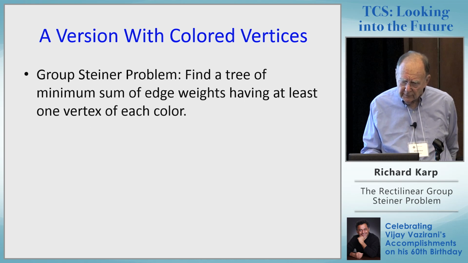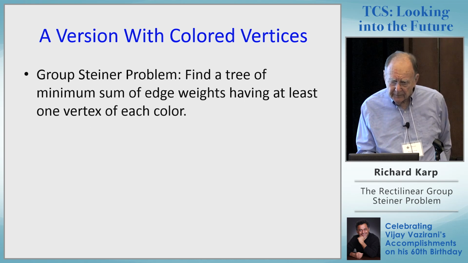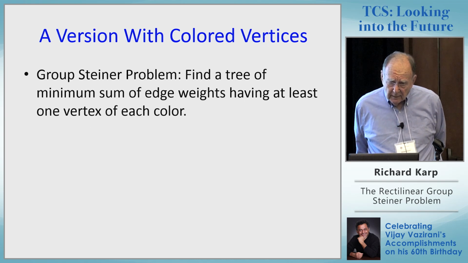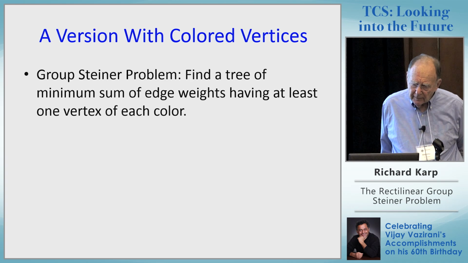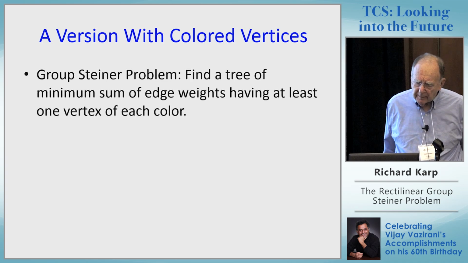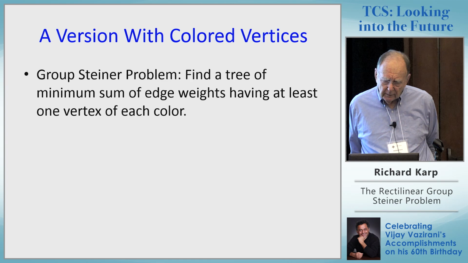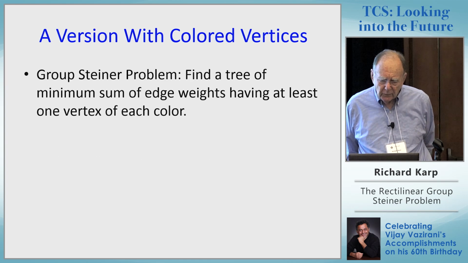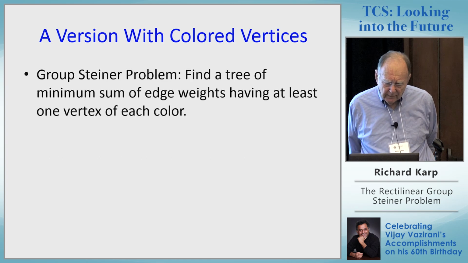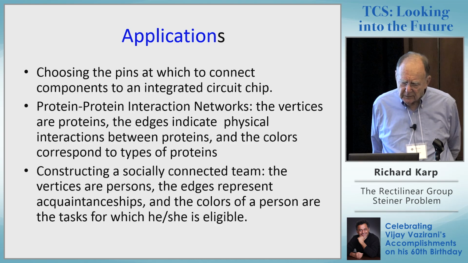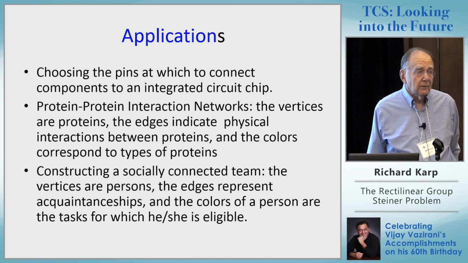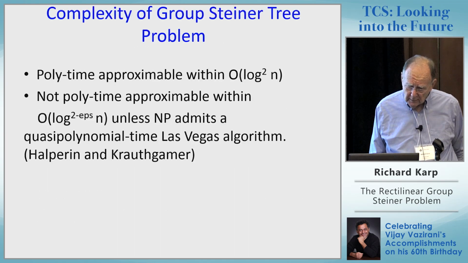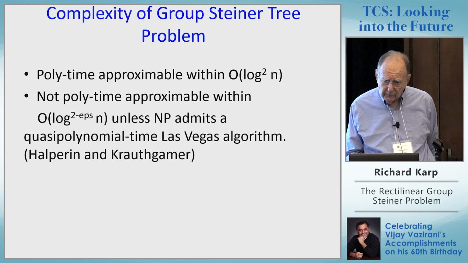There are various applications. In view of the shortage of time, I will skip over these. A lot is known about the complexity of the group Steiner tree problem. It's polynomial time approximable on a graph within a factor of log squared n, and not within an appreciably smaller factor unless some very unexpected result in complexity holds. So we have a pretty good understanding of the worst case approximation ratio for the problem.